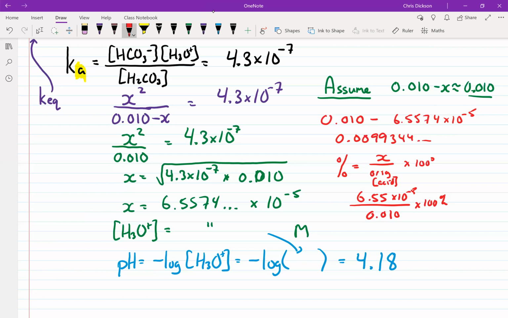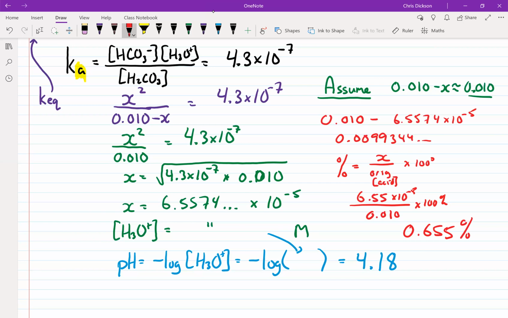And so I'm getting 0.655%. Think about that. That's less than 1% ionized. So you have a huge amount of acid and very little protons or hydronium being produced here, compared to, say, HCl, which is a strong acid and ionizes 100%. So you're getting quite a difference in ionization on this. So the assumption is quite good.